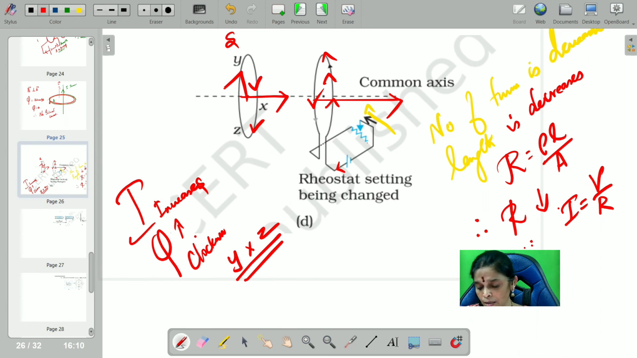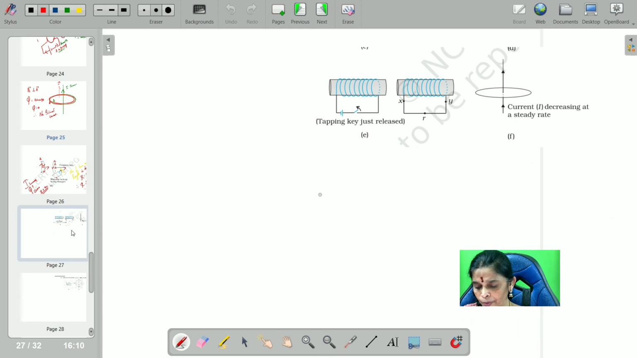Okay, using the right hand thumb rule. Same way here. Tapping the key, just released. When it is just released, current decreases, therefore flux decreases. What is the direction of the magnetic field lines? So current is in the anti-clockwise direction here. So what are the magnetic field lines here? Magnetic field lines are anti-clockwise towards positive x-axis. Here also positive x-axis. So here also anti-clockwise direction.